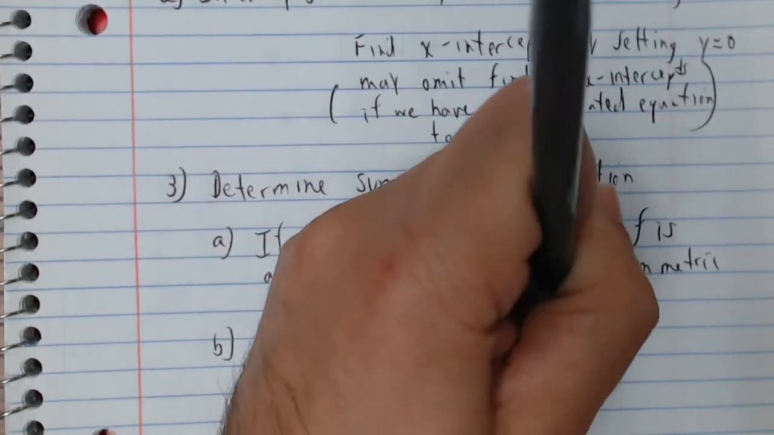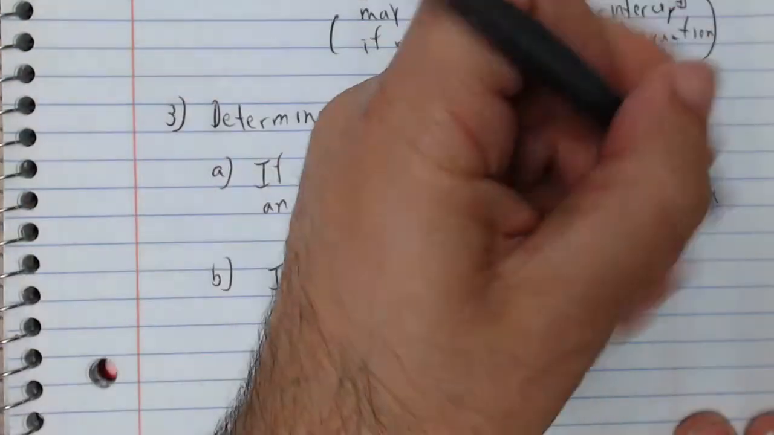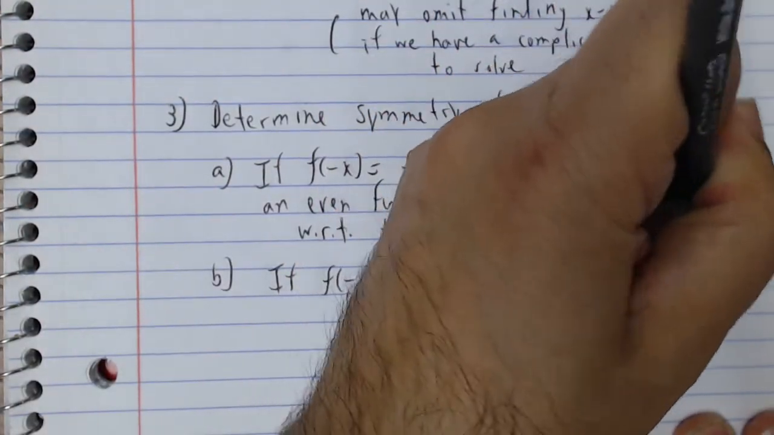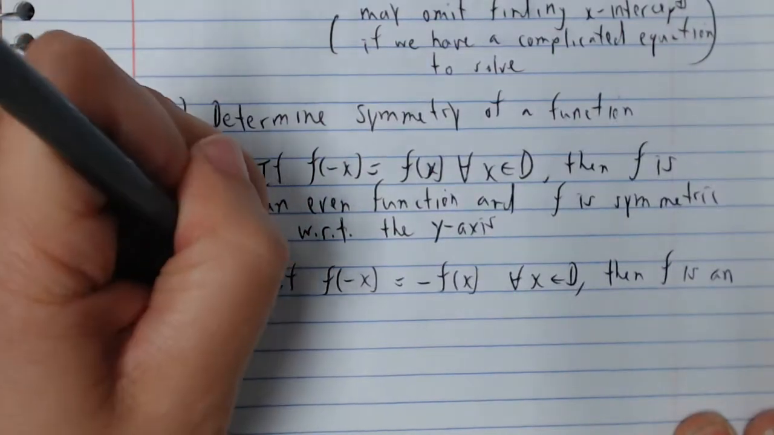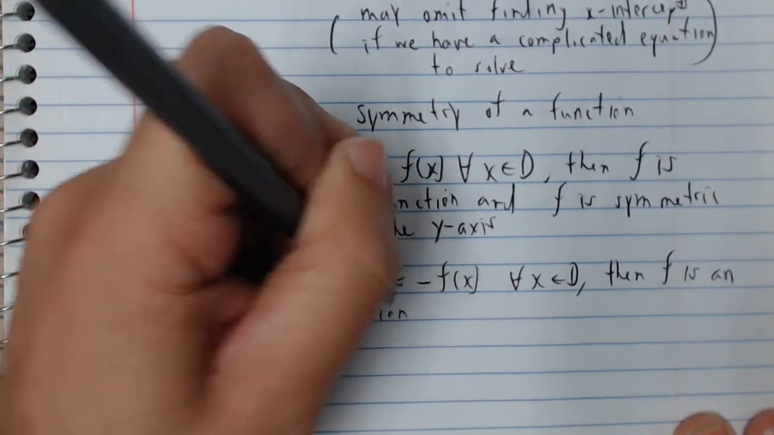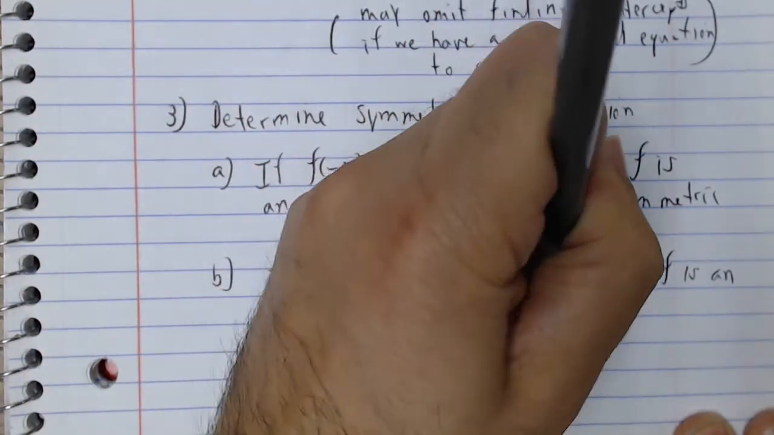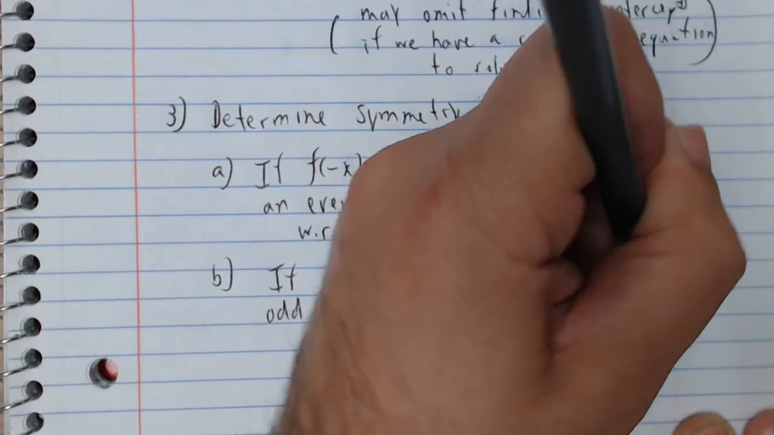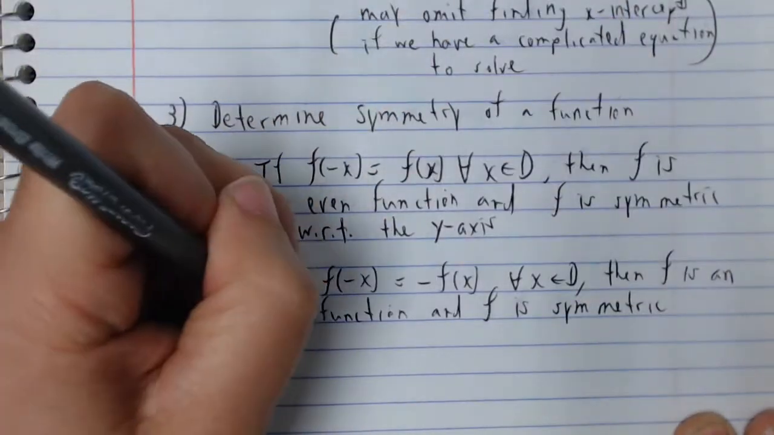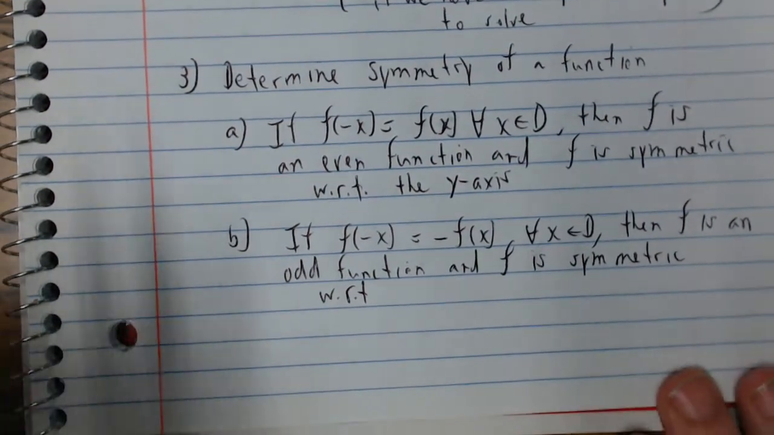And then we could also say if f of negative x equals negative f of x for all x in our domain, then f is an odd function, and f is symmetric with respect to the origin.